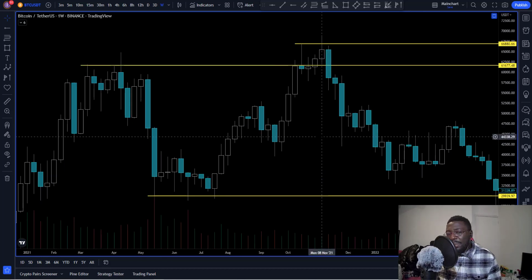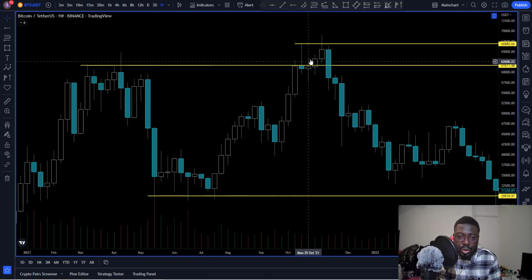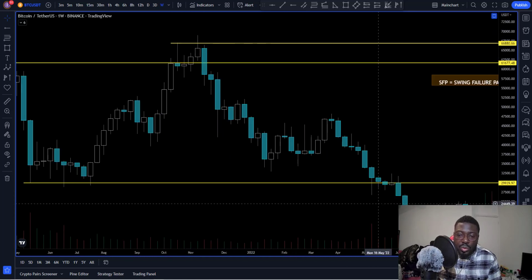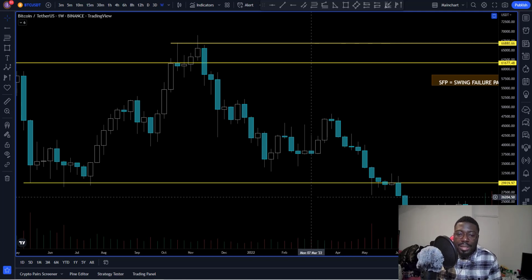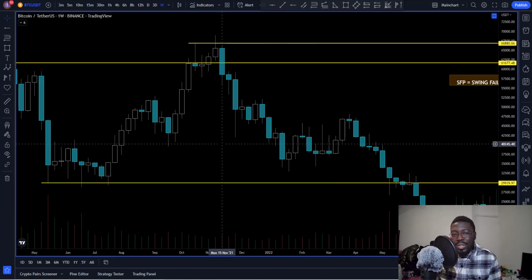So what happens is that swing failure pattern is very effective because the amount of liquidity market grabs on these particular lows is enough to push it to the upside. The amount of liquidity market grabs from this high is enough to push it to the downside. So the swing failure pattern is a very effective strategy, and you do not just take every swing trade as a swing failure pattern, because you need to confirm. You need to see the market confirm that it's not able to push to the upside for you to confirm that the move is a swing failure pattern.